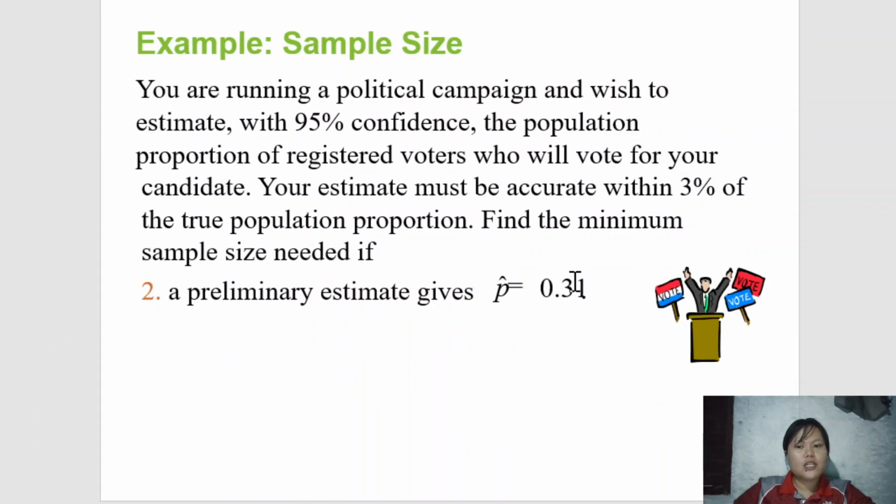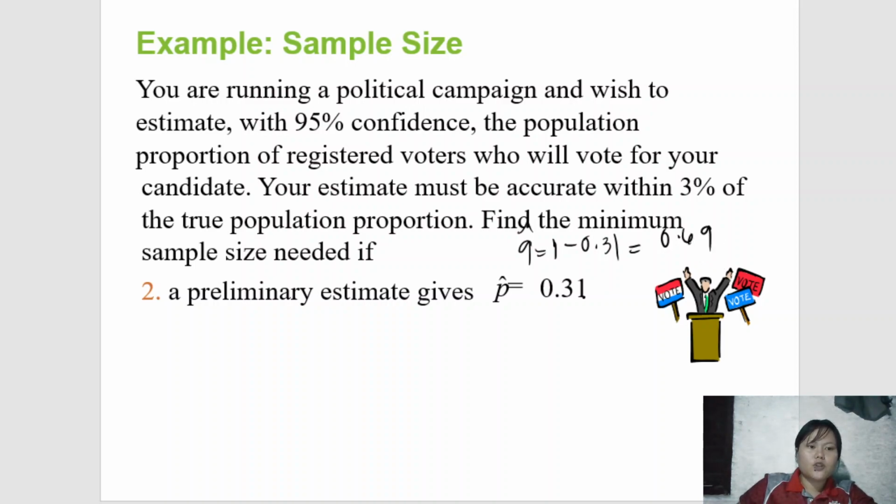Okay, what if ito naman? So, ito may given a preliminary estimate. So, 0.31. So, syempre, kukunin nyo lang yung p-hat. Ayan yung p-hat. Yung q-hat ay, what? Q-hat. 1 minus 0.31 ay, para lang sure, 0.69. So, same process ng ginawa natin kanina.